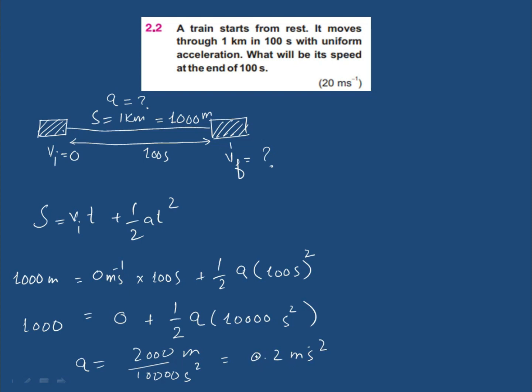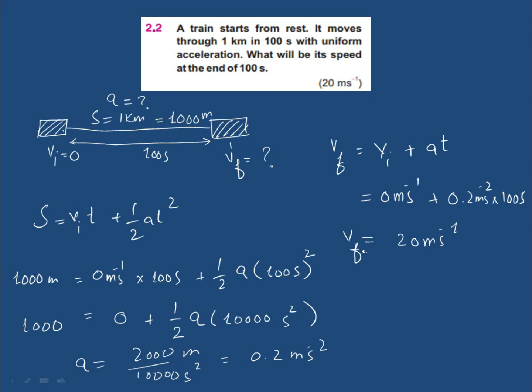Now, as we know the acceleration, we can calculate the final velocity by using the first equation of motion. Vf is equal to vi plus at. So as we know, the initial velocity is 0 meters per second plus acceleration is 0.2 meters per second square multiplied by the time, that is 100 seconds. So the final velocity is 20 meters per second. This is the final velocity. The initial velocity is 0.